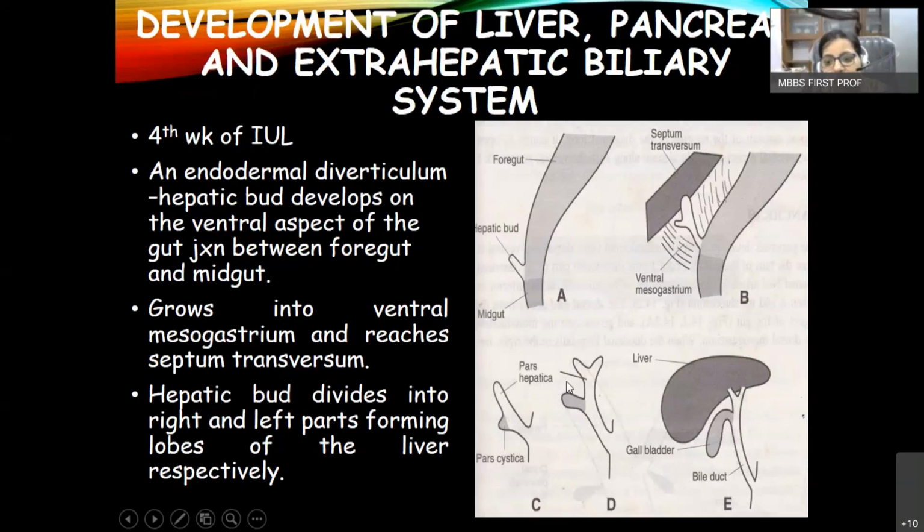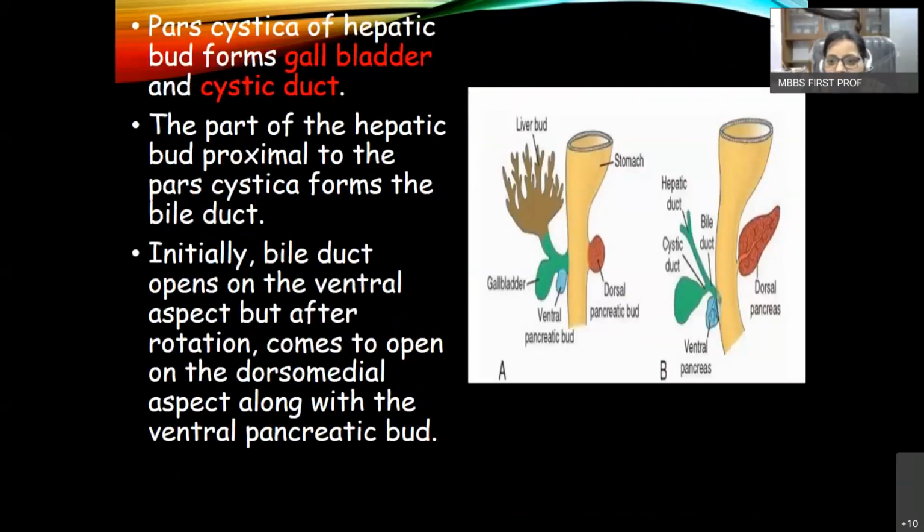Now, the division of pars hepatica takes place according to the lobes of the liver, and it is bifid, divides into two and further forms the right and left parts of the liver to make the complete liver. Okay. In the next picture, there's a colored diagram so that you can very well analyze. This is foregut, midgut, and the junction of these foregut and midgut on the endodermal side or on the ventral aspect gives rise to the hepatic bud, which further subdivides into pars hepatica and pars cystica, responsible for the development of liver and gallbladder, respectively. Right?